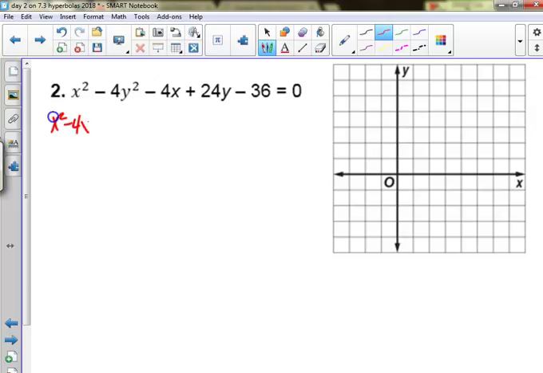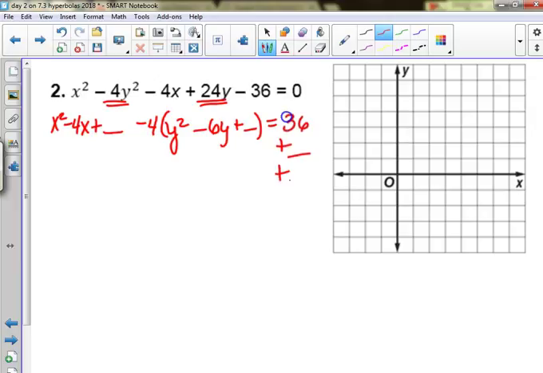X squared minus 4x plus blank. But what do we have to do to our y's here? Careful. We have to take out a negative 4, right? Because we want it to be a positive y squared. So we're going to go negative 4, positive y squared. But if we took a negative 4 out of the 24y, we'd have minus 6y. Yep, be real careful. Plus blank. And on the other side, 36 plus a couple blanks. Anybody lost?